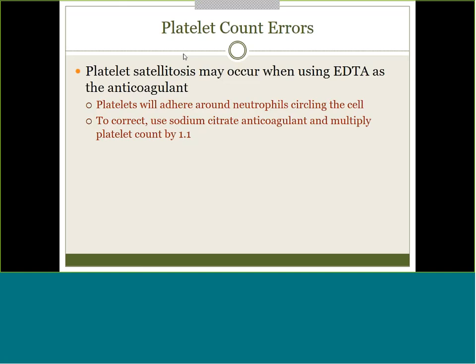So when you see this under the microscope, you've got to fix the problem. And what we do to correct it is we take a sodium citrate light blue top tube, run the platelet count through the analyzer on that light blue sample, and then once we get the platelet count, multiply it by 1.1, and that's a true reflection of your platelet count.